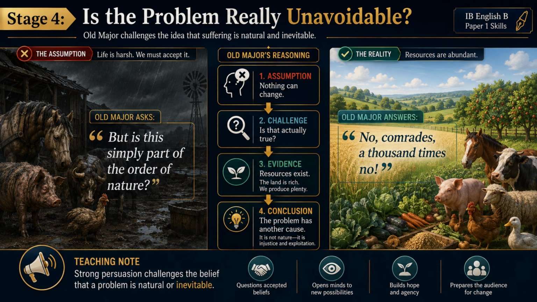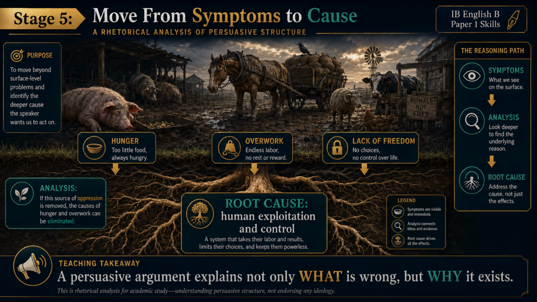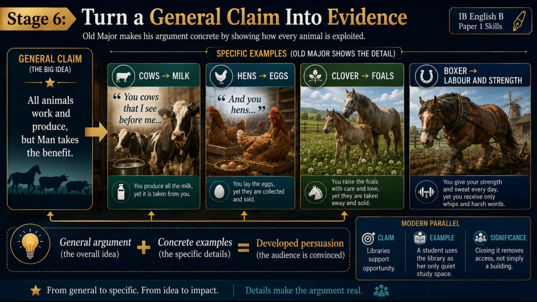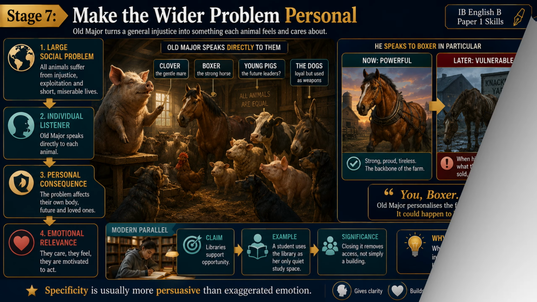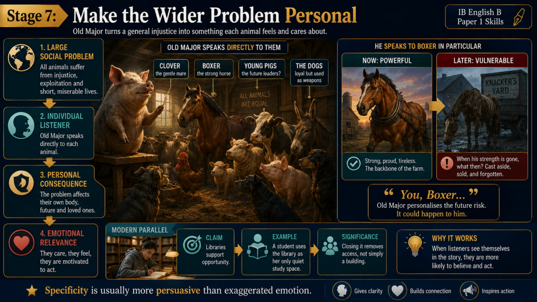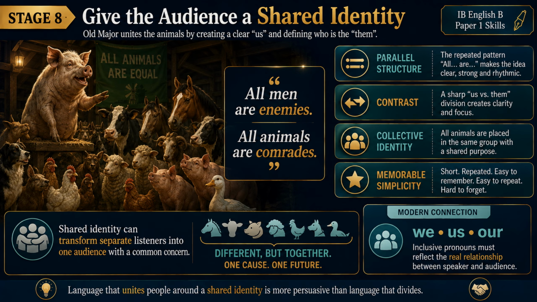It needs reasoning. The speaker challenges the idea that the problem is natural or unavoidable, identifies a cause, and develops that explanation through examples. Then, the argument becomes personal. The wider issue is connected to the lives, work, families, and futures of individual listeners. Finally, analysis becomes action.